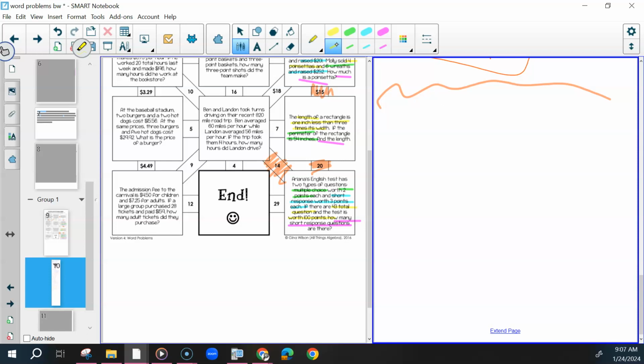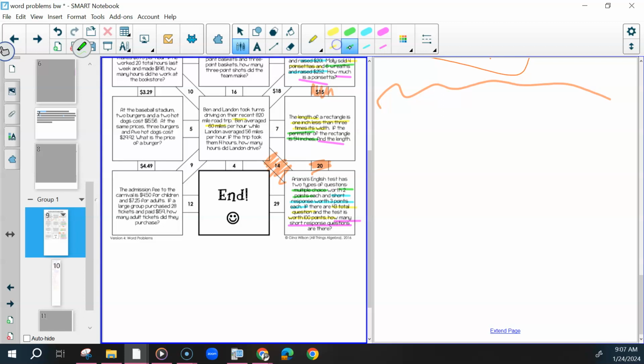The quicker we get through this, the quicker you guys can do practice. Ben averaged 60 miles per hour, while Landon averaged 56 miles per hour. What else? The trip took them 14 hours. What else? How many hours did Landon drive? And we're missing one thing: recent 820-mile road trip.